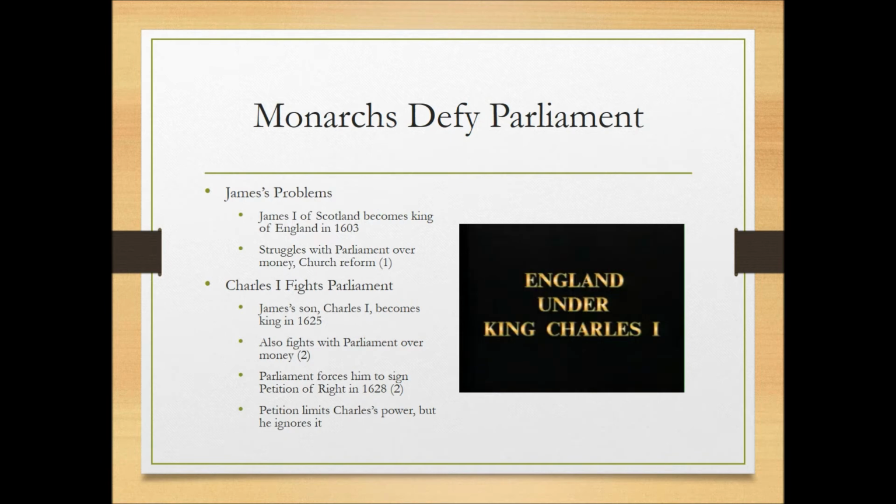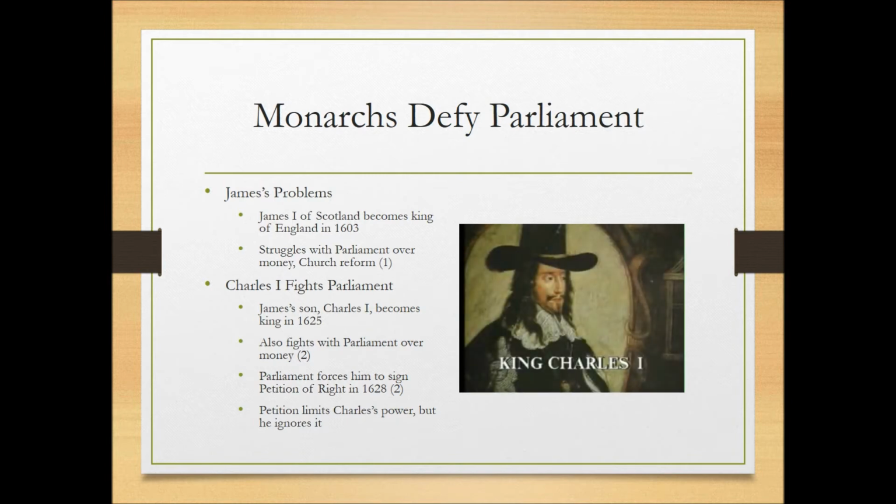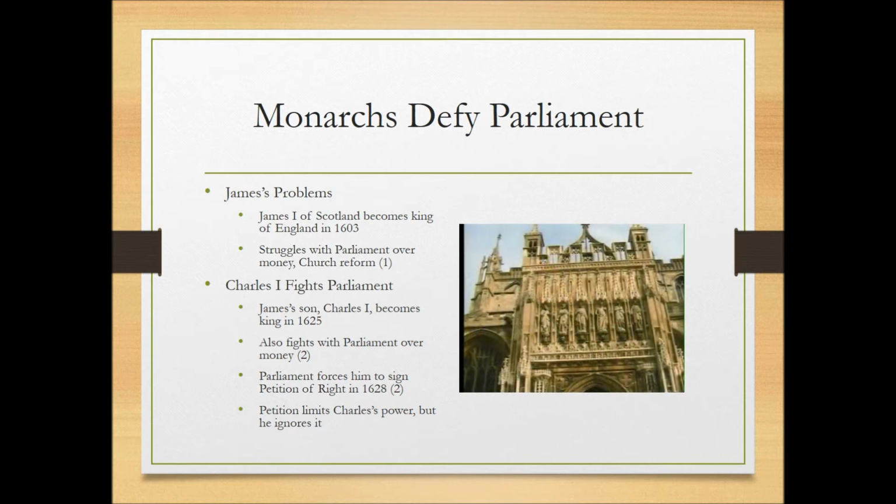James I of Scotland became King of England in 1603. And he was often clashing with Parliament, which was called the House of Lords. It was a semi-democratically elected group whose job it was to make laws. And so we've also seen numerous examples of where the king clashes with nobles, and this is no exception.